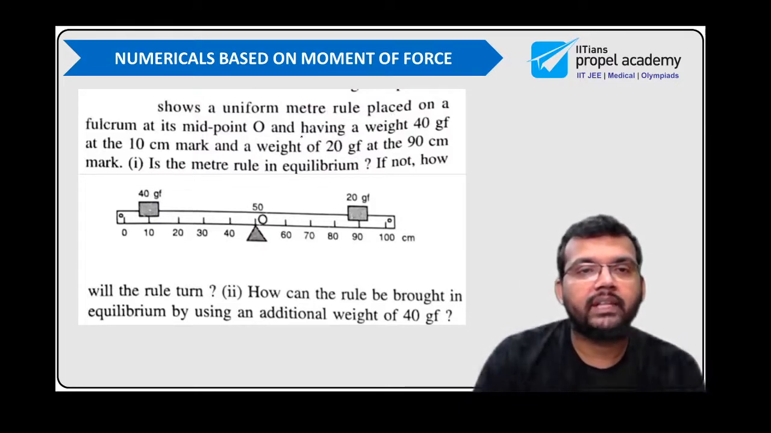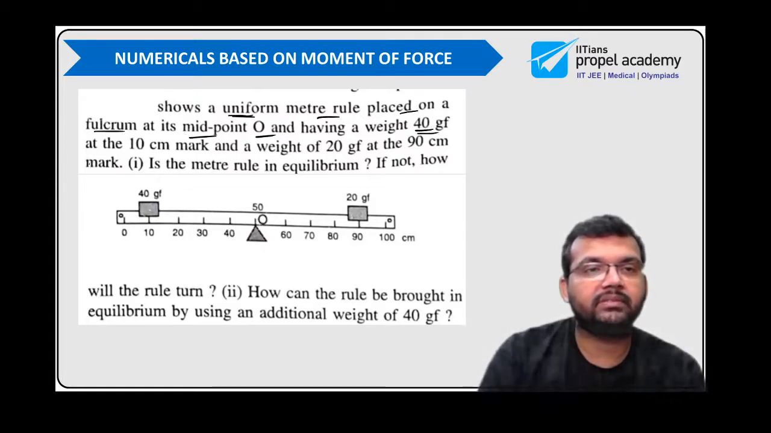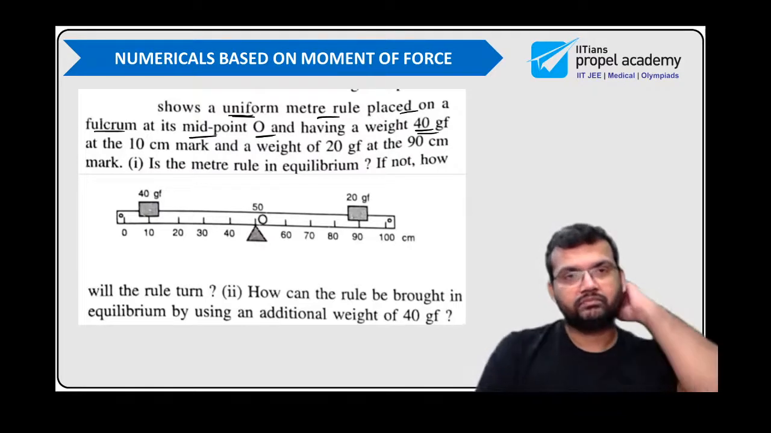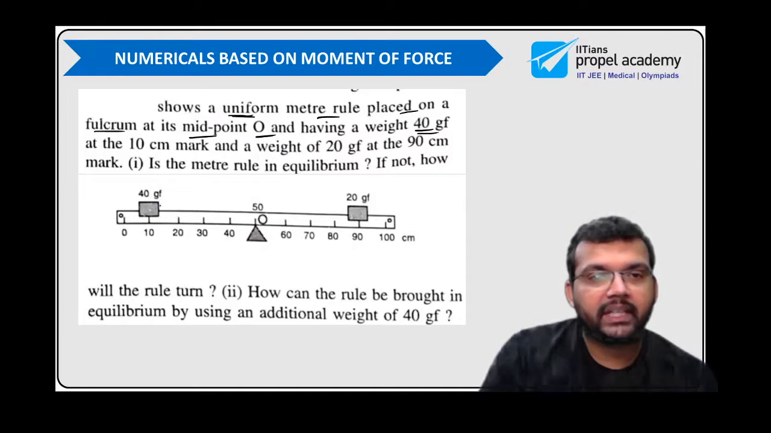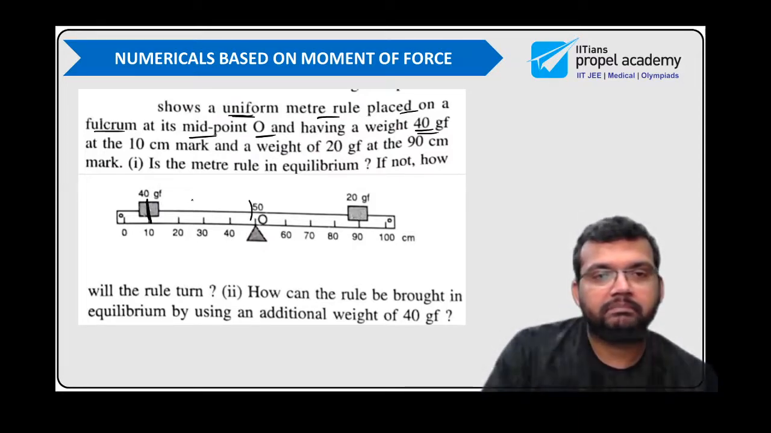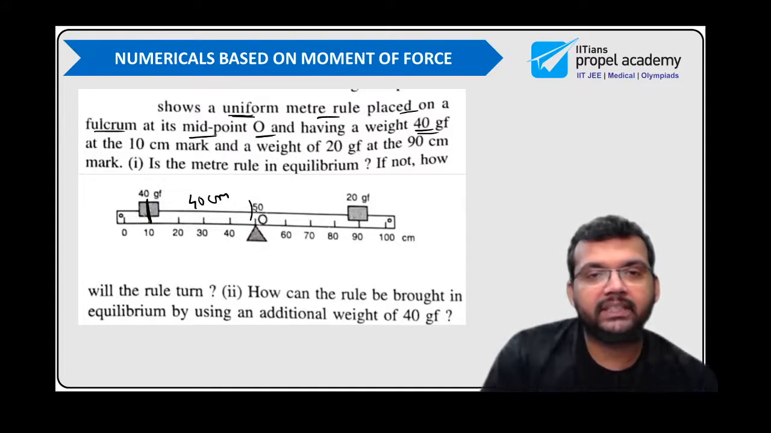So we have a uniform meter rule placed on a fulcrum at its midpoint zero, having a weight of 40 GF. A 20 GF weight is hung at the 10 centimeter mark. So now what is the gap here? The gap here is 40 centimeters, which means this gap is 10, 20, 30, 40 centimeters.